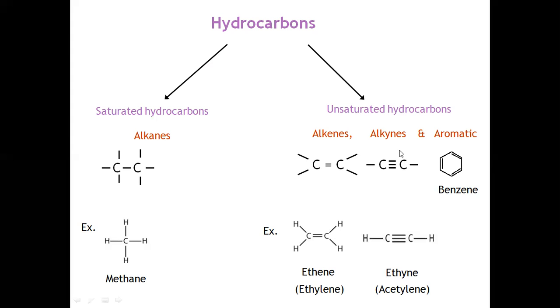Ethyne is the example of an alkyne. Ethyne contains two carbon atoms joined by a carbon-carbon triple bond, and each carbon atom is attached to one hydrogen atom. Ethyne is the IUPAC name and acetylene is the common name. Also, ethene is the IUPAC name and ethylene is the common name.